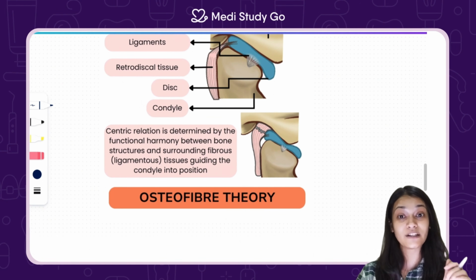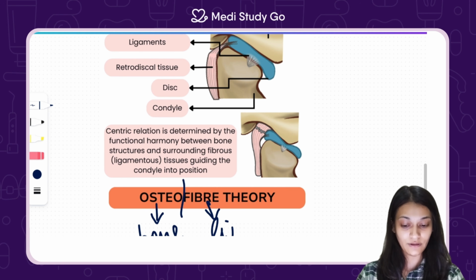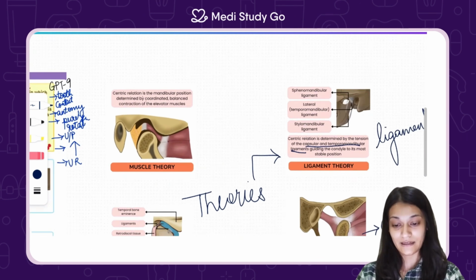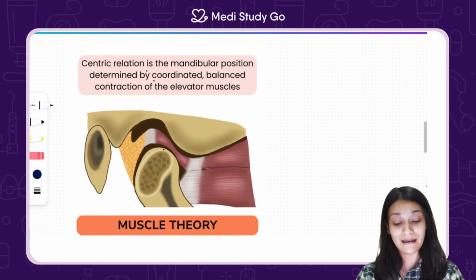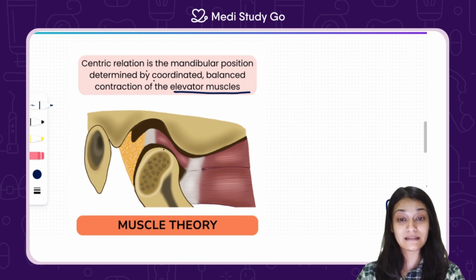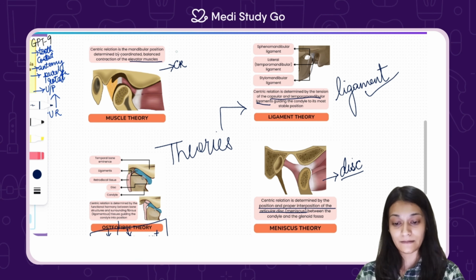Osteofiber. So it said that it was the harmony between osteo, which means bone, and fiber, here refers to ligament, that together determined the position. And then there was muscle theory. So muscle theory said that it was the balanced contraction of your elevator muscle. We need to be more specific, not just any muscle, but your elevator muscle that determined your centric relation. So if you see all the four components, that is ligament, the articular disc, bone, and the muscle are responsible.